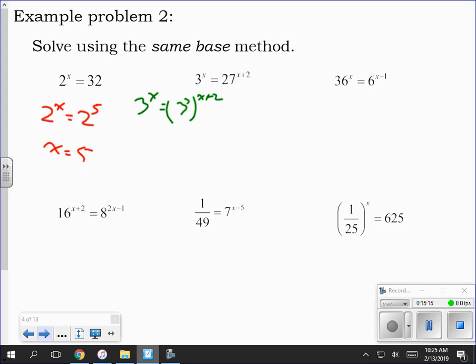I have a power to a power. What do you do when you have a power raised to a power? You multiply those exponents. So this is 3 to the x equals 3 to the 3x plus 6. One of the rules of exponents we covered in the last chapter was, when you raise a power to a power, you multiply the exponents. Now I have the same base. 3 to something equals 3 to something. Those two somethings need to be equal. That means x equals 3x plus 6.